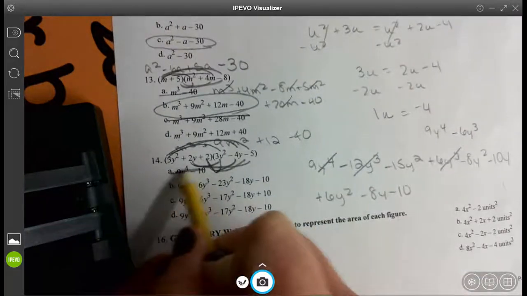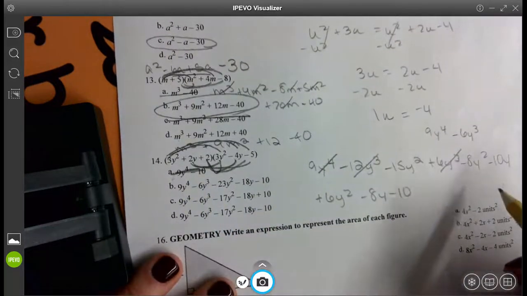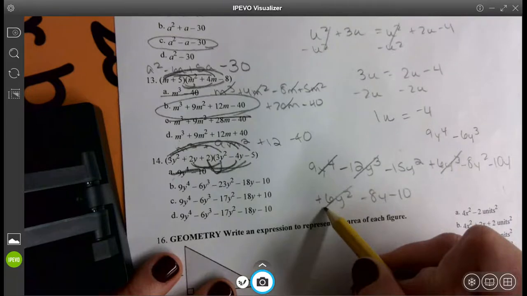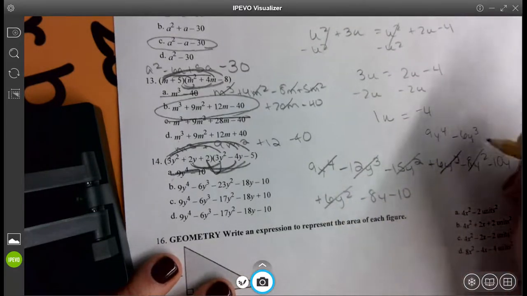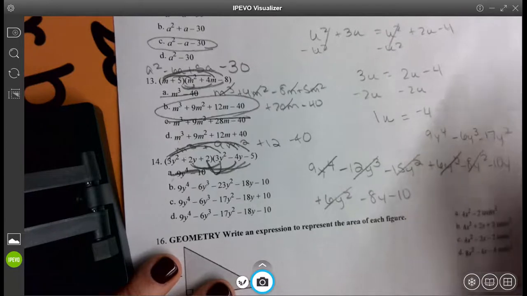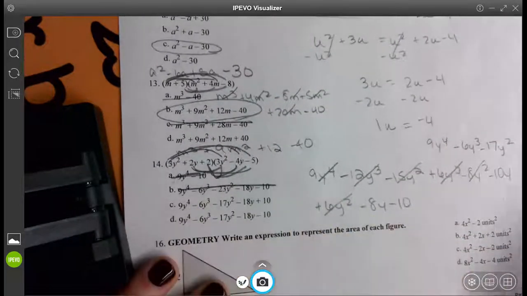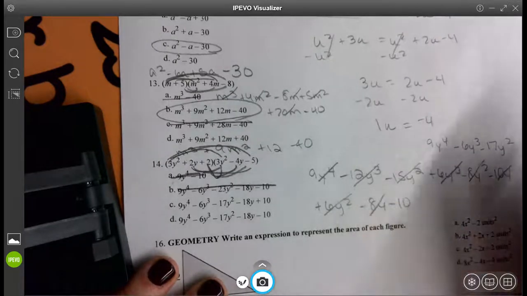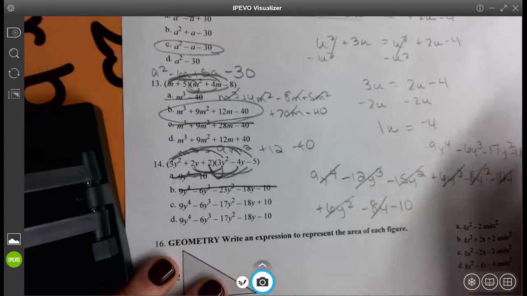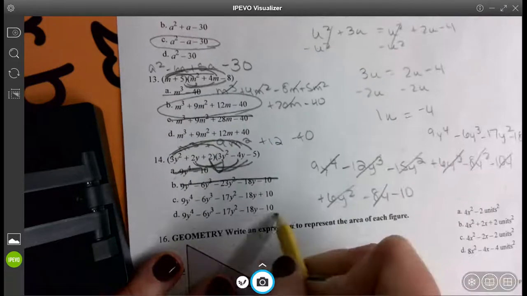Okay, so we know it's not the first one. Then we have a positive 6, negative 15, which is negative 9, and a negative 8 is negative 17y squared. So we know this is canceled. And then we have a 10y and an 8y, which is negative 18y minus 10. So our answer is D.